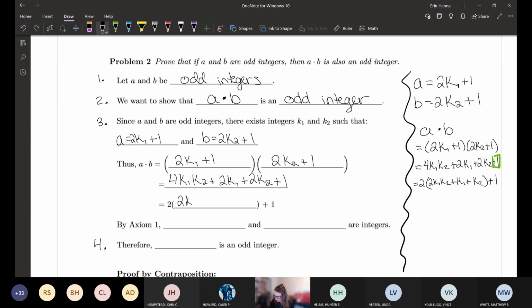Ooh, I froze. Oh, my laptop's angry. One moment, please. There it is. Let me make my 2's match. I always jump back and forth on how I write my 2's.